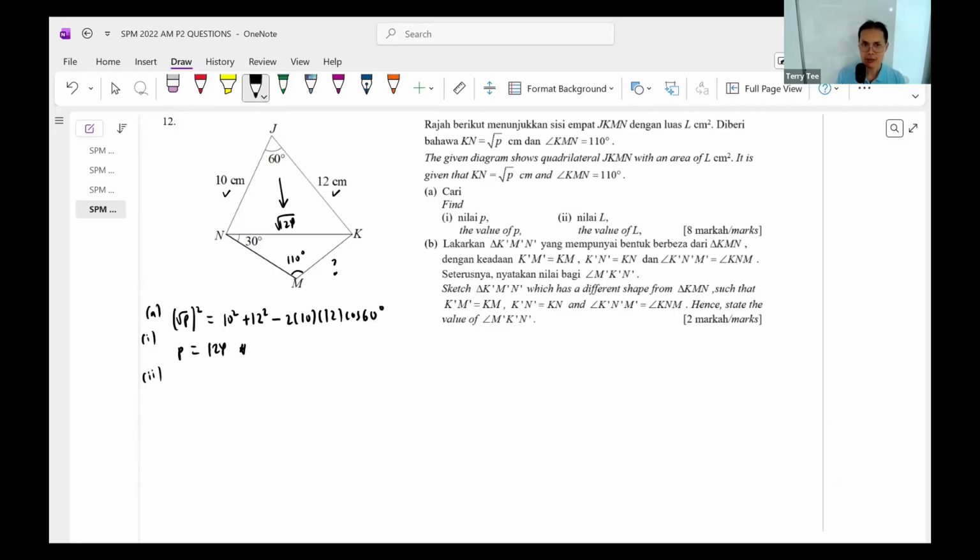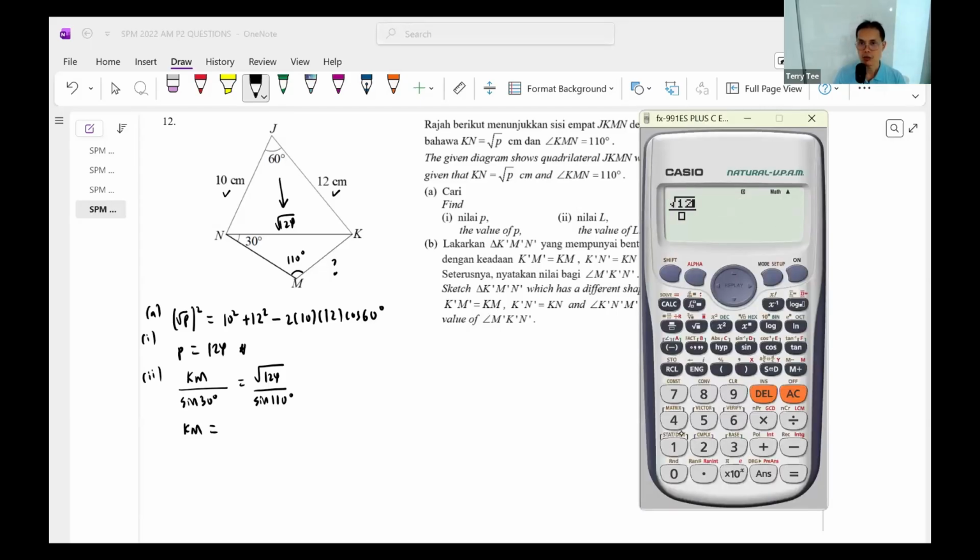So maybe you find KM, Kuala Lumpur, Malaysia. Kuala Lumpur, Malacca. Right? So we say KM divide sine 30 equals square root 124 divide sine 110. Find your KM. Okay, calculator, square root 124.